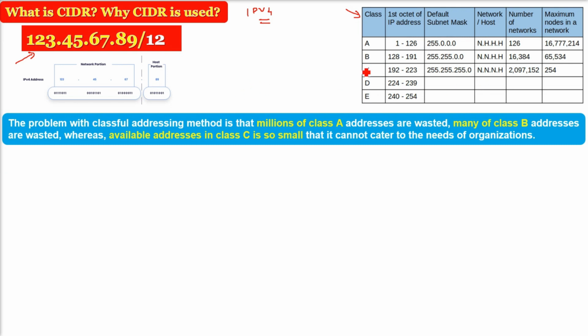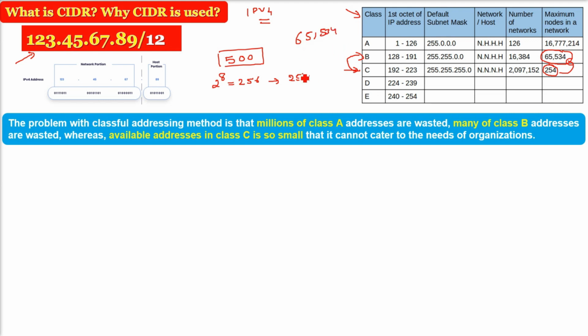Now just consider an organization using class C, which is 2 to the power 8 because of the last 8 bits for hosts: 256, but the first and last we cannot use. So the maximum possible hosts can only be 254. But when this organization decides, okay, I want 500 IP addresses, you have to shift from C to B. So now the number of host addresses becomes 65534, because that number 500 will be computers, tablets, whichever devices you want to put as hosts.